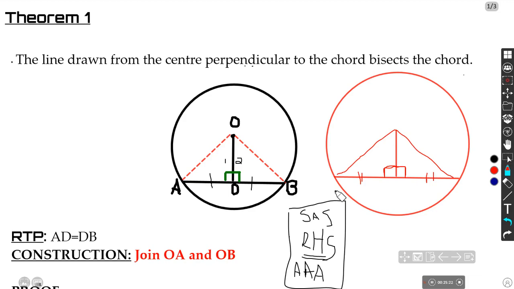I don't want this video to be long, but this is what is happening. So I'm going to do an example now based on this theorem only.